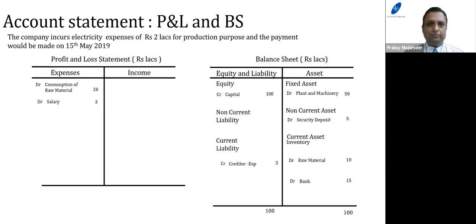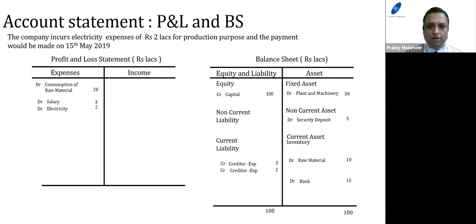Now, the company incurs electricity expenses of rupees 2 lakhs for the month of April, and at the end of April, it will book that expense. However, the payment will take place on the 15th of May. So, same principle, since it's a deferred outflow, the first entry will be credit, creditor expenses 2, and debit electricity expenses 2. Now, up to 30th April, these are the transactions we have captured.